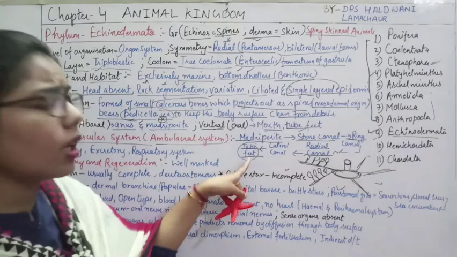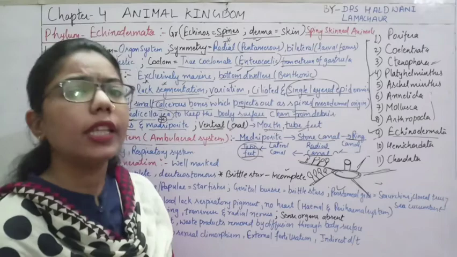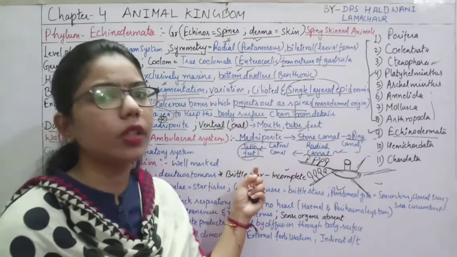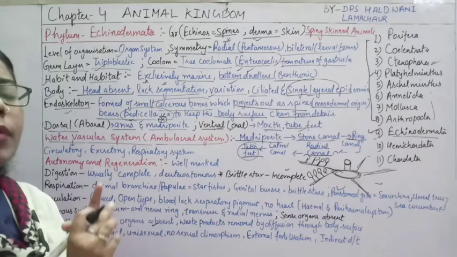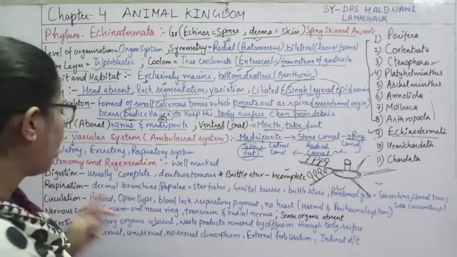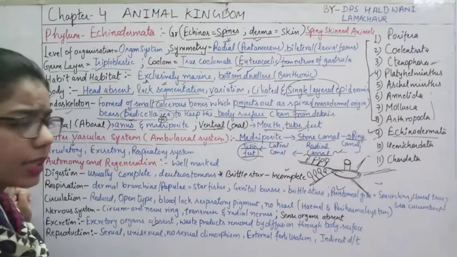Along with this function, that it is helpful for locomotion, there is some more important function of this water vascular system and of the tube feet. Okay, so what can be the functions? We know that as we move towards another feature, we will study about the respiration system, the excretion system, and the nervous system. Okay, so we can say there is no proper excretory organ. It does not have any excretory organ, as we have discussed in the previous phylum.